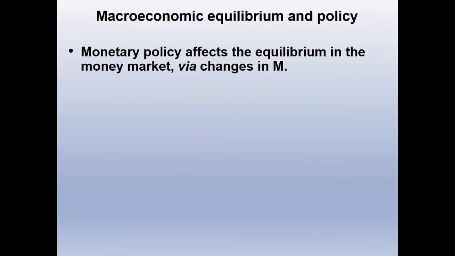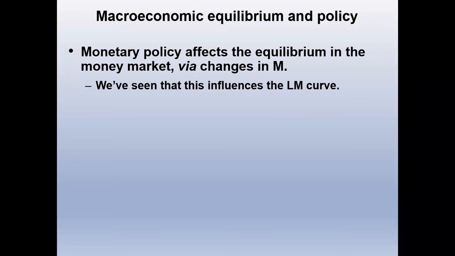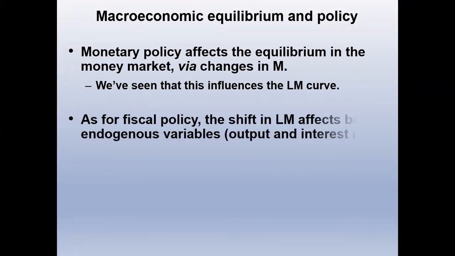So the monetary policy affects the equilibrium in the money market via changes in M, and we will see this influence in the liquidity of money. And this is what we call endogenous. Why endogenous? Because it is inside the country.